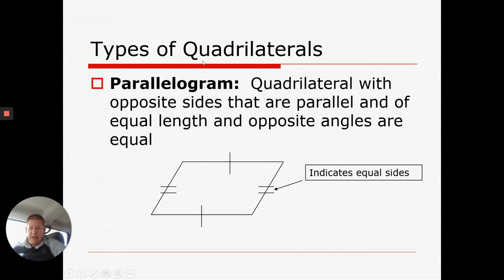So let's talk about the sides first. Top line and bottom line would be parallel, and they're the same length. And sideline and sideline would be parallel, and they're the same length.